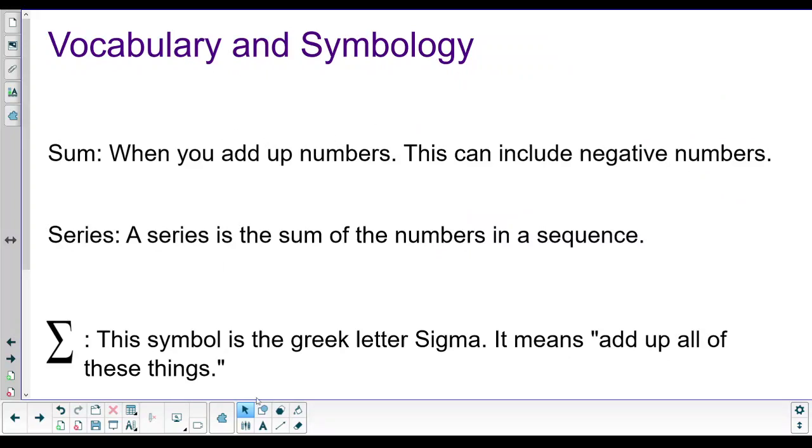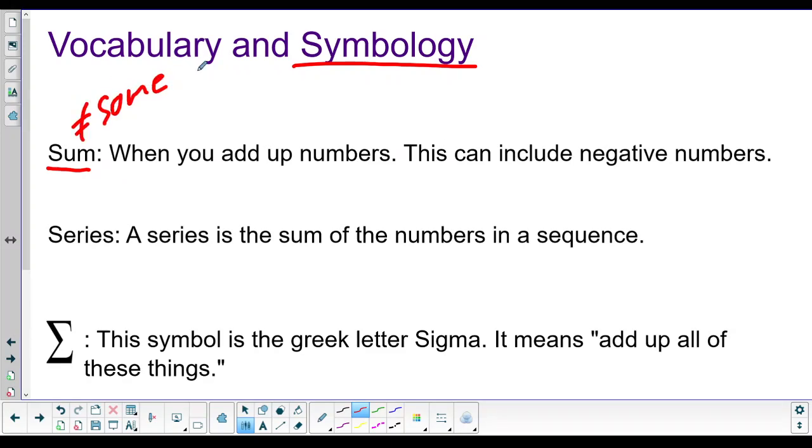So check this out. Vocabulary in symbology. I might have made this word up, but maybe not. Probably not, but I'm going to tell you I did because it'll make me feel good. So first, you need to know what the word sum means. Not to be confused with the word some, meaning like a little bit of. Sum with a U in the middle. This means when you add numbers up. Sum is the addition of numbers, right?